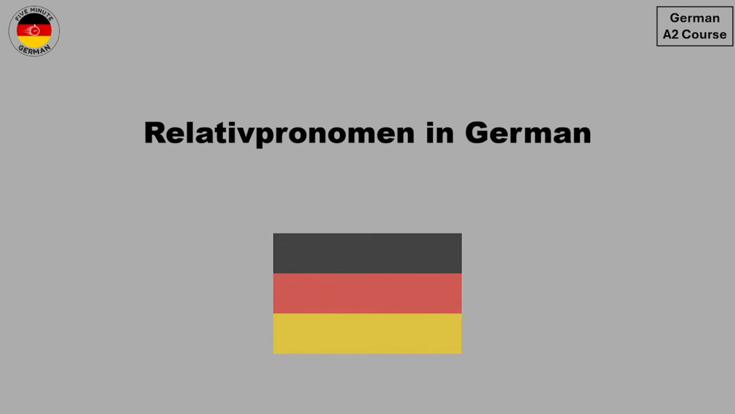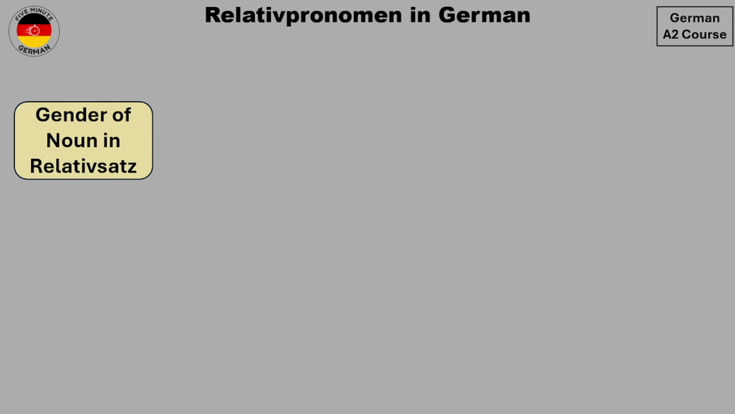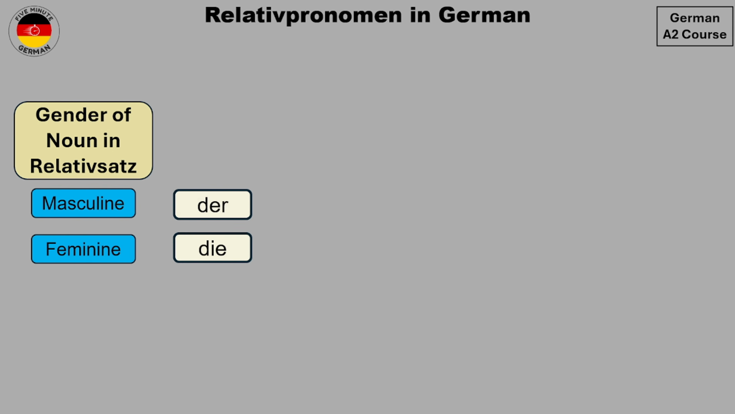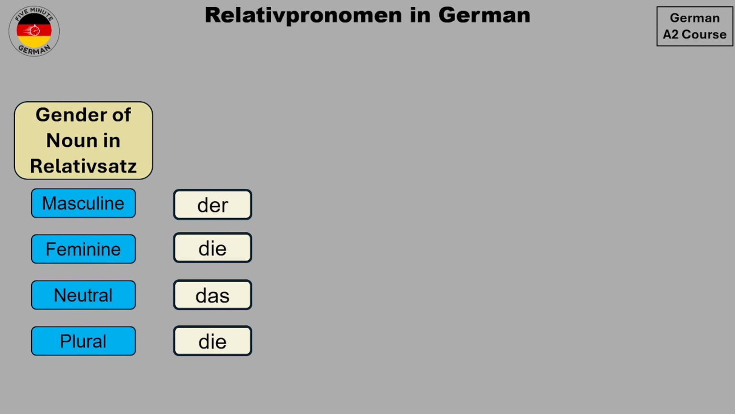In German, the relative pronomen depend upon the gender of the noun in the Relativsatz. So if the noun is masculine, then the relative pronoun will be der. For feminine, it will be die. For neutral, it will be das. And for plural, it will be die.